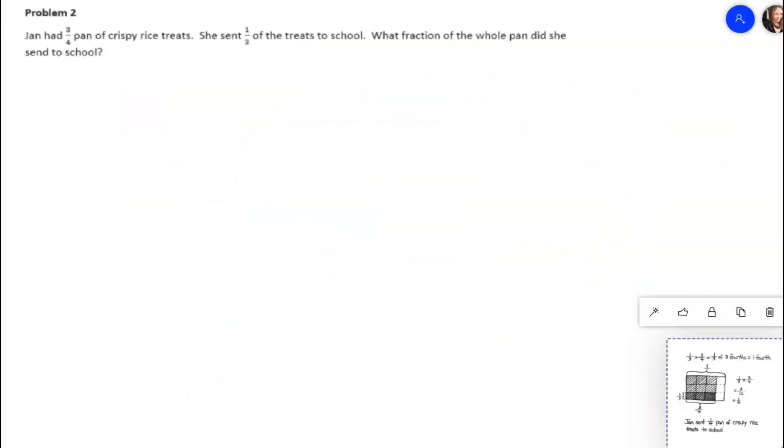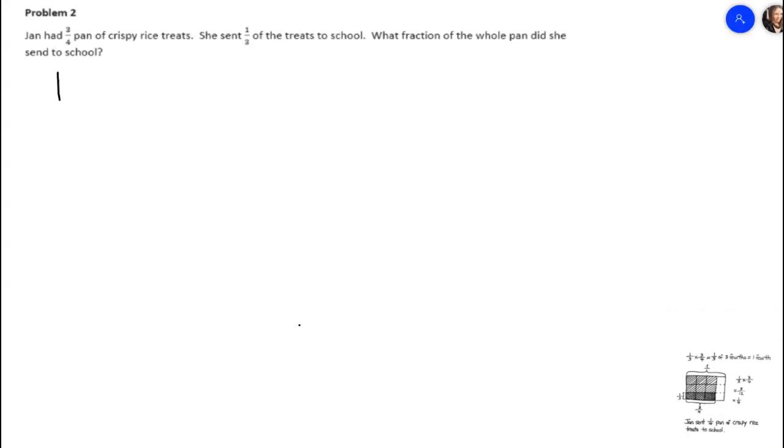Number 2, Jan had 3/4 pan of crispy rice treats. She sent 1/3 of the treats to school. What fraction of the whole pan did she send to school? Okay, so what are we finding 1/3 of this time? We're finding 1/3 of 3/4. So let's go ahead and write that down.